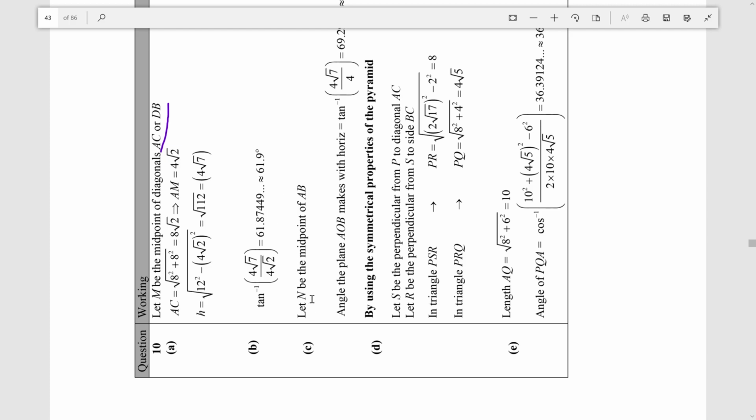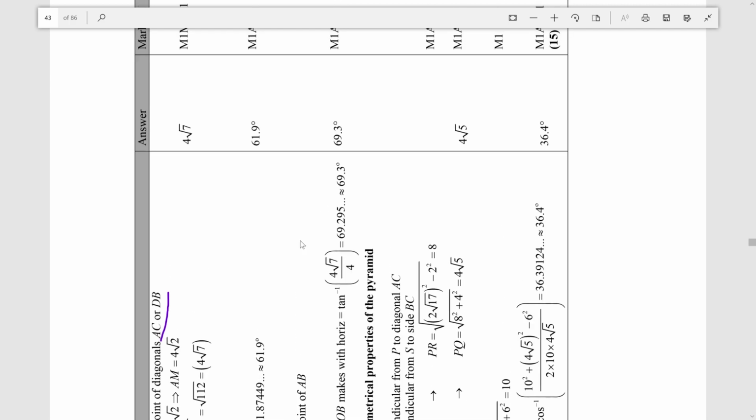And then let N be the midpoint of AB. As you can see, I kind of looked at the mark scheme before, but honestly, if you had started taking arbitrary letters from M as your midpoint, because M is traditionally the midpoint of something, and then you can just continue through the alphabet from there, you would probably find the same result. Angle the plane AOB makes with the horizon is the inverse tangent of the height over the half part of the square. You know what I'm talking about. And we got this, so that's correct. We got this, that's correct. We got this, that's correct.